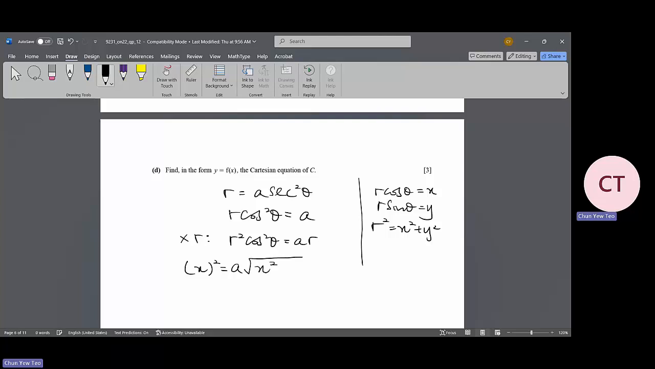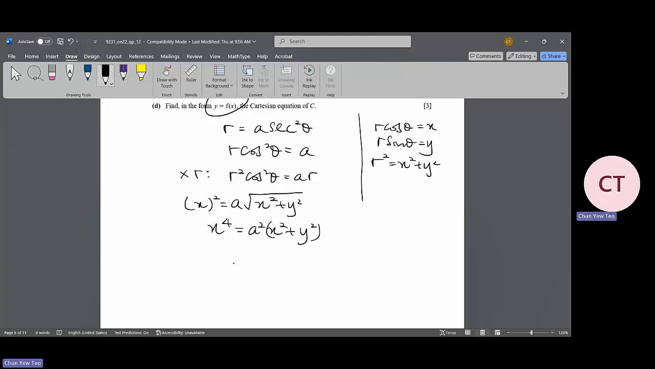Your r will be the square root of x squared plus y squared. We will not leave it like this. This is the answer already actually, but the question specifically wants you to leave the answer y in terms of x. So what you need to do is square both sides, then bring it to the other side. You get x to the power 4 over a squared minus x squared, and y squared is equal to that.